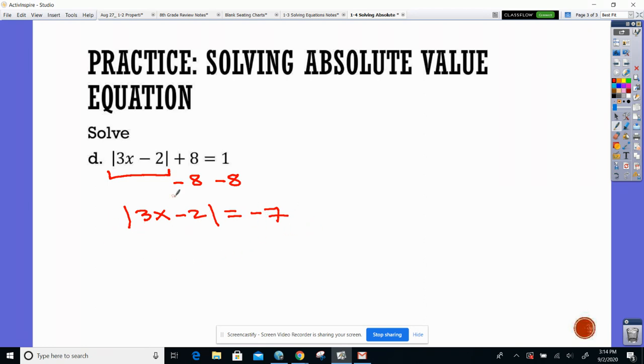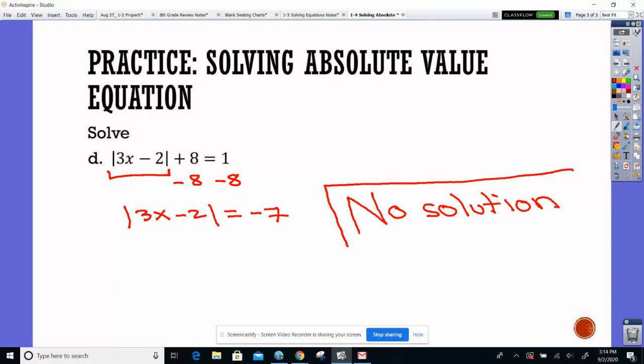So if you ever have a problem where it says the absolute value of something is equal to a negative number, it simply can't be true. So when that is the case, you have no solution. Okay? So if you isolate your absolute value, notice we got the absolute value by itself, and it is equal to a negative number, your answer is no solution, because absolute value cannot equal a negative number.